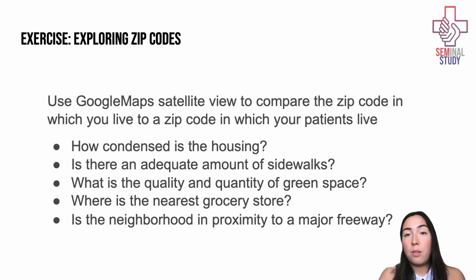Ask yourself some of these questions. How condensed is the housing? Are there an adequate amount of sidewalks? What is the quality and quantity of green space? Where is the nearest grocery store? And is the neighborhood in proximity to a major freeway? Identify as many of the differences and similarities as you can, and see if you can also connect those differences and similarities to the health impacts that we discussed previously. You may now pause the video for a few minutes to do this exercise.